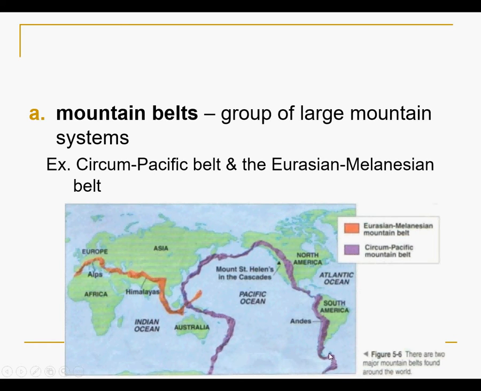And then you've got the belts, right? So this is the Pacific Ring of Fire, also the Circum-Pacific Mountain Belt. I wonder why the Ring of Fire and the belt are in the same place. Well, it makes sense. Tectonics, right? So mountain belts are the large mountain systems, a group of systems. And so the Eurasian Melanesian belt is one that is not in a circle, but definitely in a large chain.